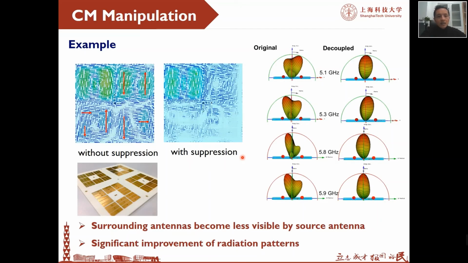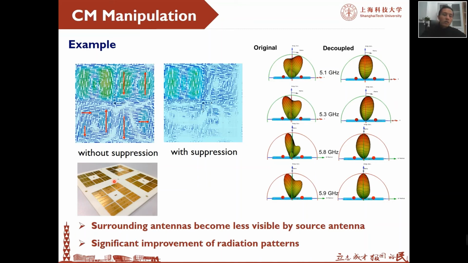So after that, if we compare the original pattern and the decoupled pattern, or say the improved pattern, we have quite a significant improvement. And for the current over the ground plane, the rest of the antennas 2, 3, 4 are quite neat in terms of current distribution. We could say antennas 2, 3, 4 are almost invisible. We just put the polarization in turn.